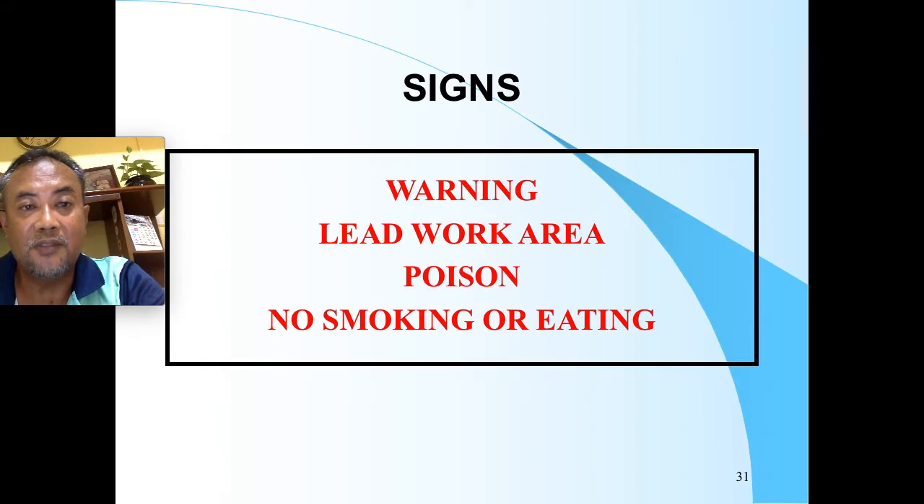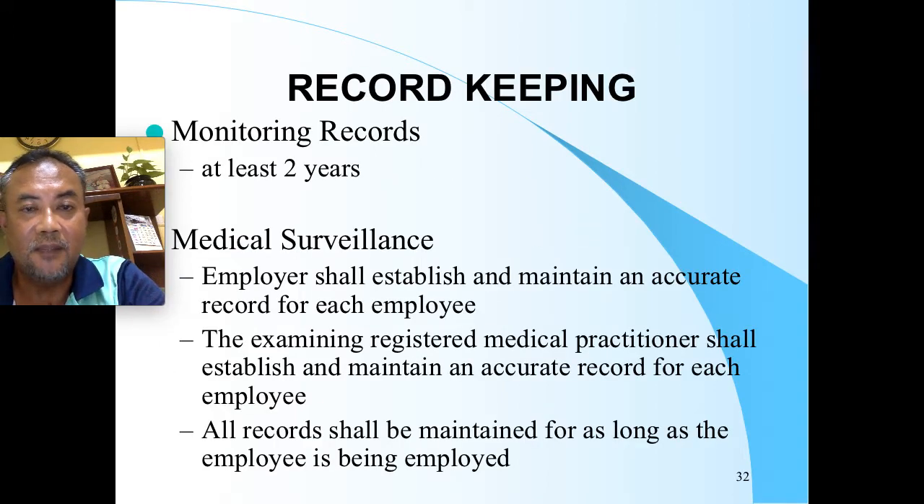Then they have to put signs. Signs are important in front of the door. Warning, lead work area, poison, no smoking or eating. Record keeping. So at least 2 years. Monitoring record. Monitoring record is about measuring the airborne concentration of the lead over that area.